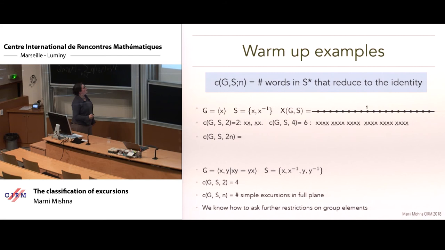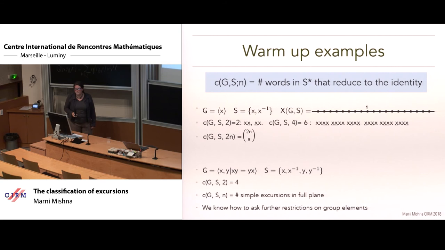So we can figure out how many there are rather easily. If I want, I can have two variables that commute to do the same thing. I'm going to get a grid, and this is going to be simple excursions in the full plane. And now with what we were looking at with the cones, maybe we can ask for further restrictions on the group elements, saying I want a word that reduces to the identity but always uses more x's than x inverses, more y's than y inverses. Suddenly, those are excursions in the quarter plane.